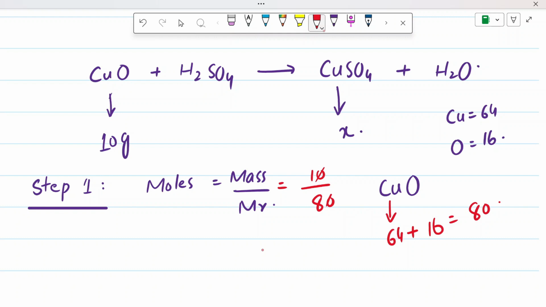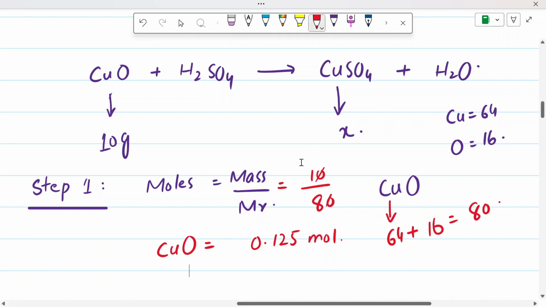And we will be getting, where's the calculator? Yeah, 1 divided by 8, it's 0.125. Okay, 0.125 moles. So these are the moles of copper oxide. Okay, so copper oxide moles equals 0.125. Now let's move to step number 2.